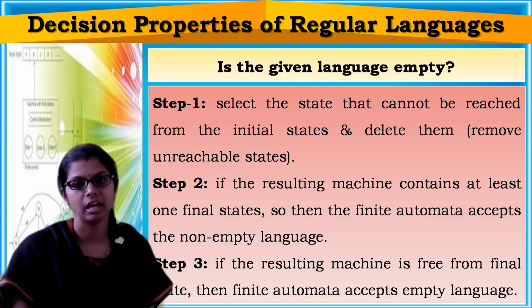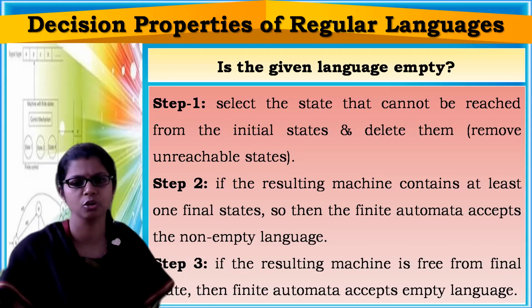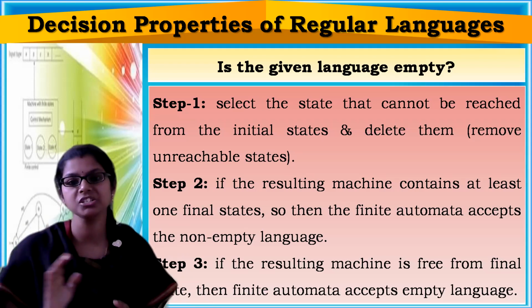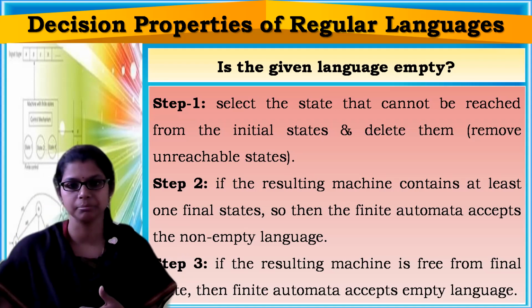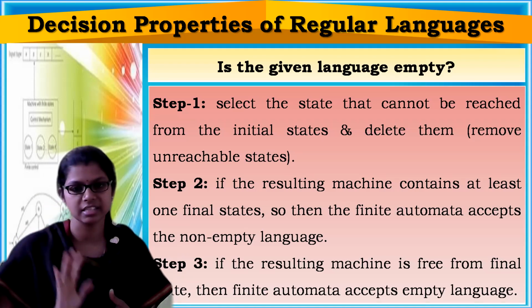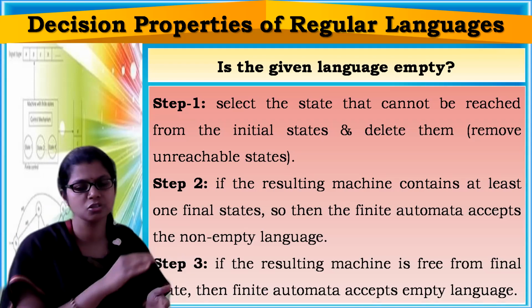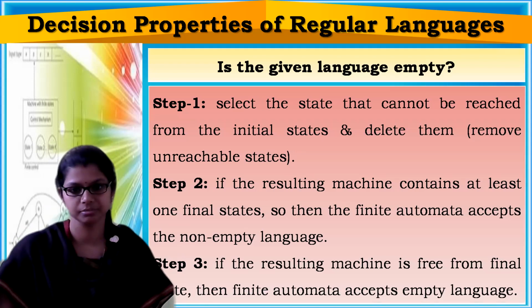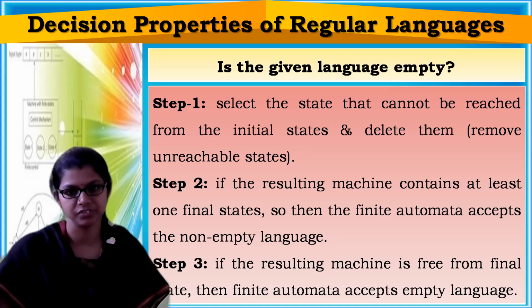Is the given language empty? How to check whether the given language is empty or not? There are some steps which you need to follow. First step is you have to select the states that cannot be reached from the initial state, and you have to delete them. If a state is not reachable from the initial state, then there is no use, right? So remove them. Next, if the resulting machine contains at least one final state, then the finite automata accepts a non-empty language.